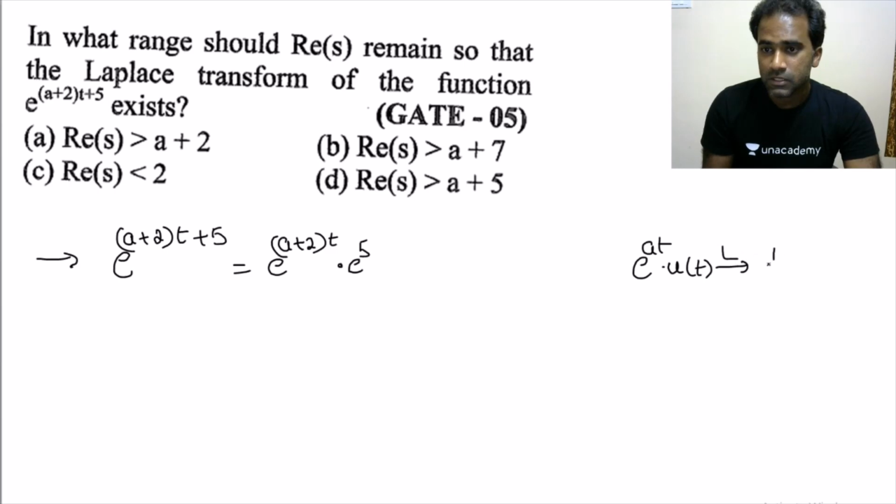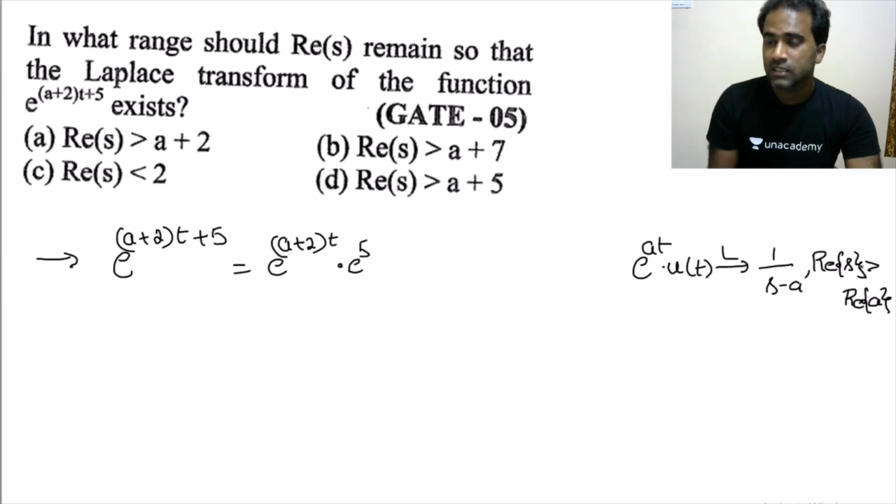The Laplace transform is 1 divided by s minus a. And the ROC is real part of s greater than real part of a, because it is a right-sided signal. For all right-sided signals, ROC is real part of s greater than real part of the pole. Here the pole is a. Whatever is in the power apart from time, that is the pole. Or you can observe from the Laplace transform: the pole is the value of s at which the denominator becomes 0, and that is s equal to a. That pole you can recognize in the time domain signal itself.